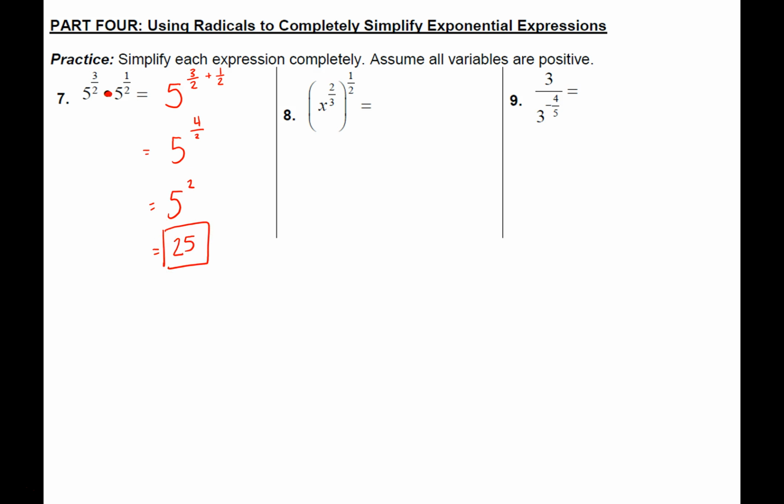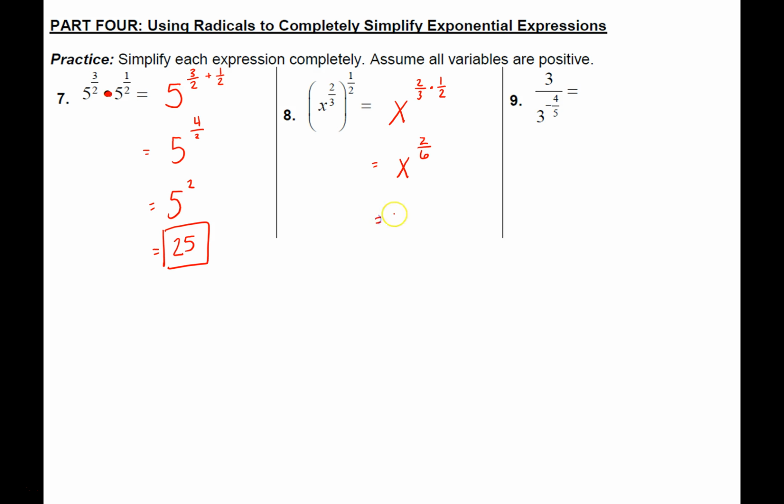All right, let's look at this next one. We have a base with a power, and then it's raised to this other power of 1/2. So that means we're going to use the rule where we have a power raised to a power, which is multiplication of those two exponents. So with multiplication, remember that hopefully is the easy one. You multiply straight across the top. 2 times 1 is 2. Straight across the bottom, that's 6.